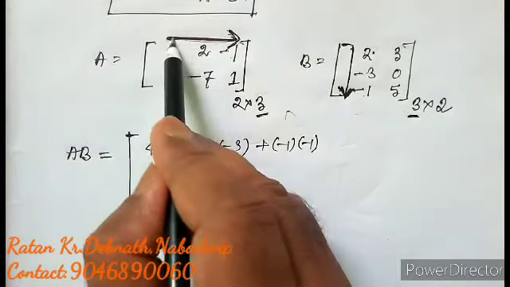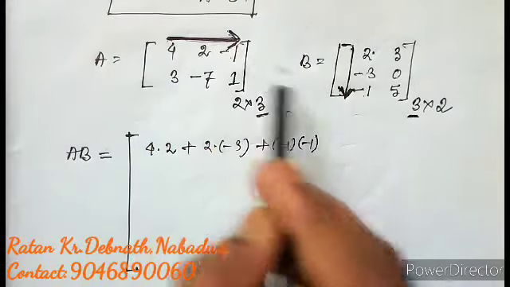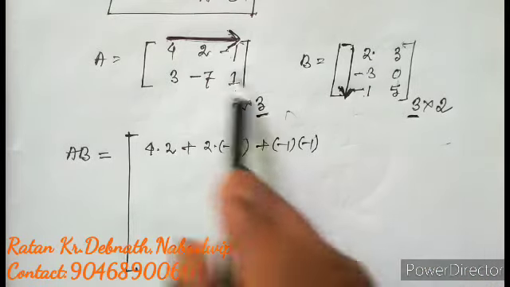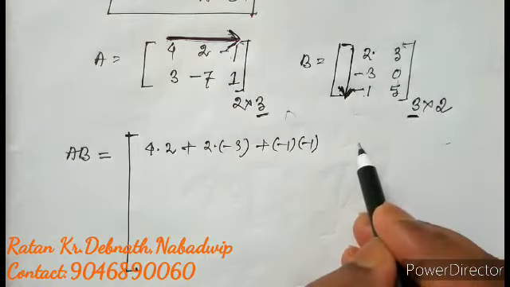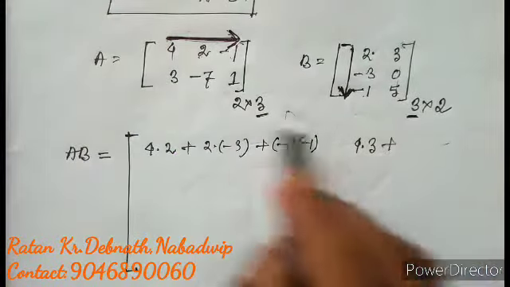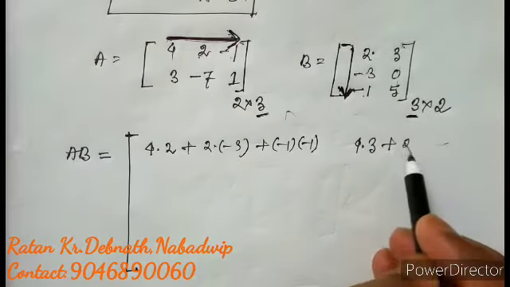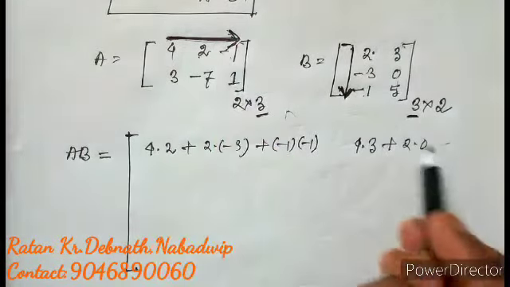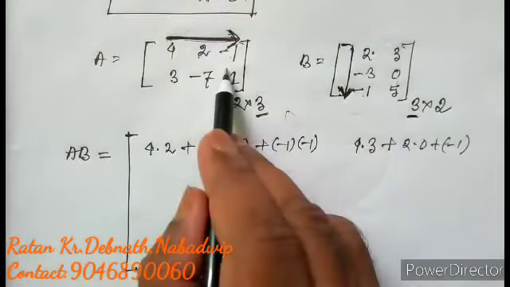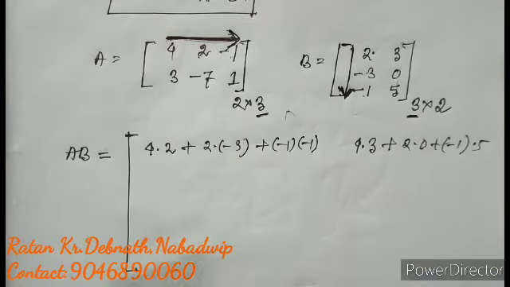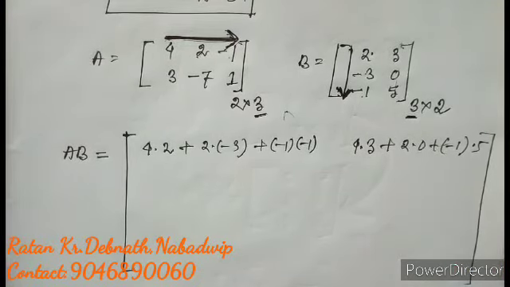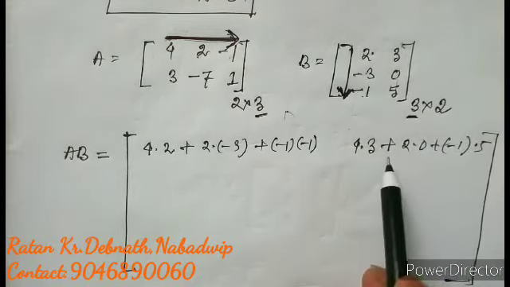The second element: this row falls on this column, and we will get the second element. So 4 into 3, plus 2 into 0, plus minus 1 into 5. We got the second element of the first row.